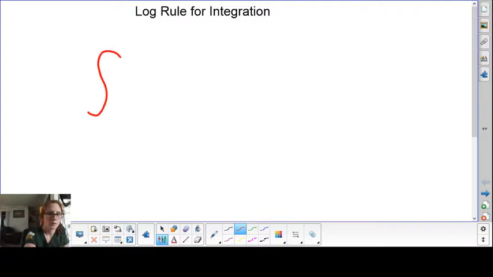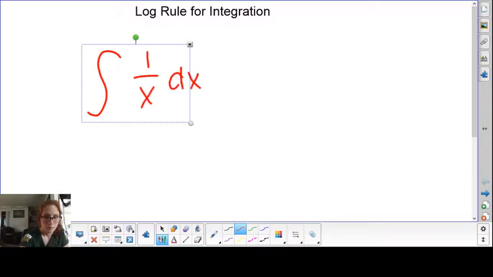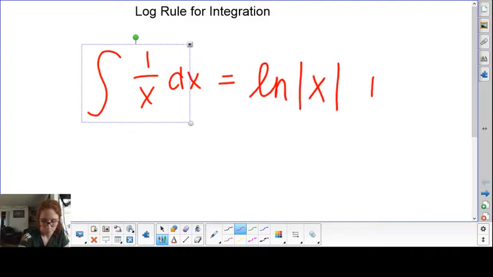Alright guys, so we're going to go ahead and move on to 5.2. This is still working with kind of seeing the ln of x. Today we're going to work on finding integration, as you can see by the title. So the integration of 1 over x dx is equal to the ln of |x| plus c.